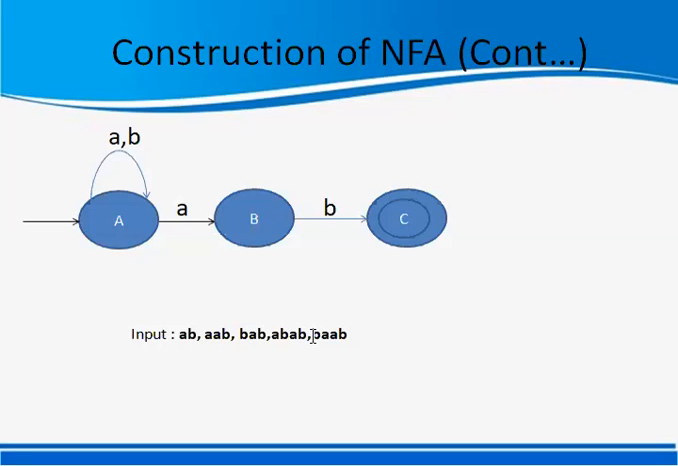Now we can check for the input BAAB. Starting from the initial state A on input small b, next state will be A. On input small a, from state A, the next state will be A. On input small a, from state A, the next state will be B. From state B on input small b, the next state will be C. And C is the final state. So the string BAAB will be accepted.